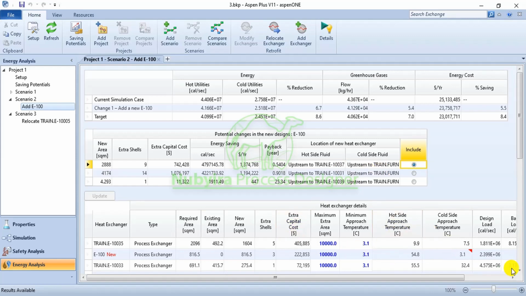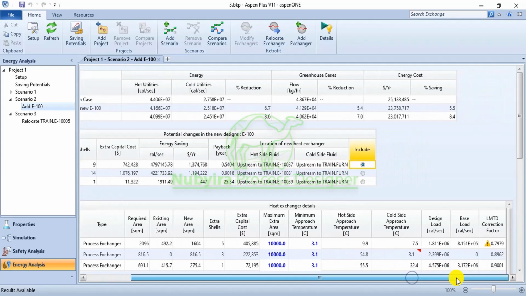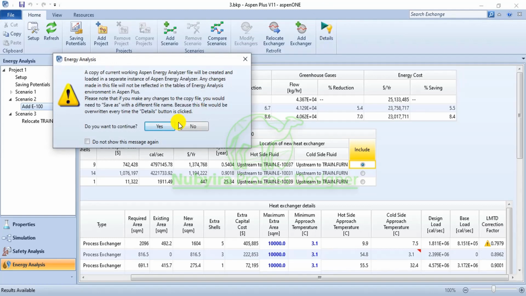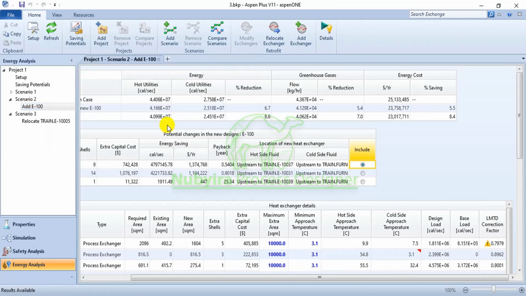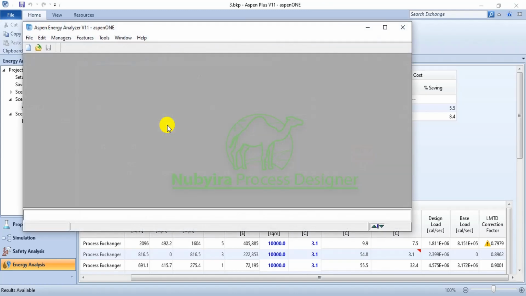To see more details about the temperature specification for the heat exchanger, not just the temperature approach, you have to go to detail. It's going to take us to Aspen Energy Analyzer, which is another software for doing energy analysis, heat exchanger design and analysis. From the software, it's going to open this case in the Aspen Energy Analyzer. So I'm going to do that now. It takes some time.